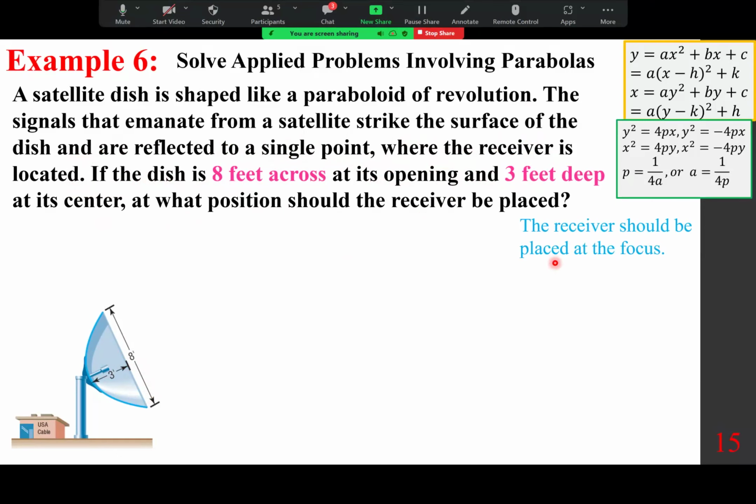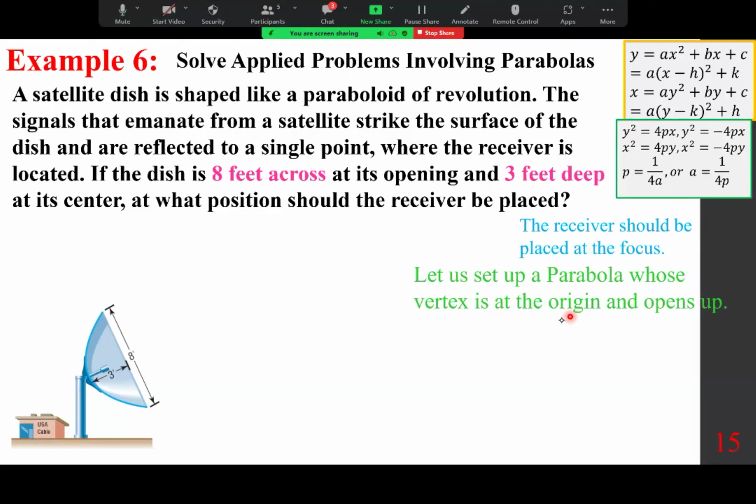The receiver should be placed at its focus. It has to be at the focus of a parabola. Now, for the ease of operation, here's the setup, everybody. Let us set up a parabola whose vertex is at the origin and opens up. Why the origin? Makes it easier for the sake of calculation.